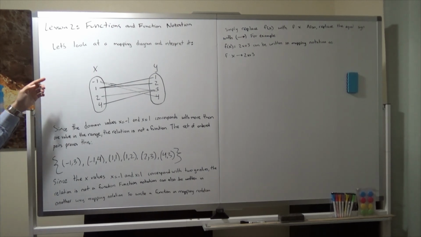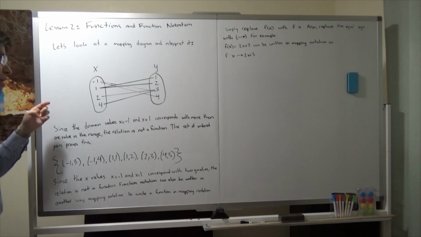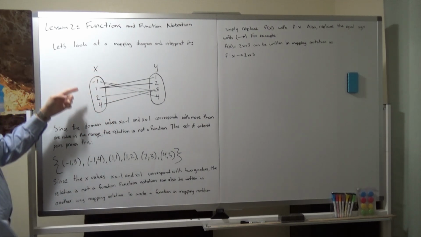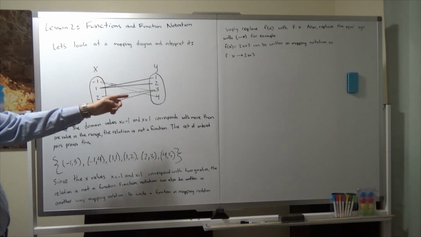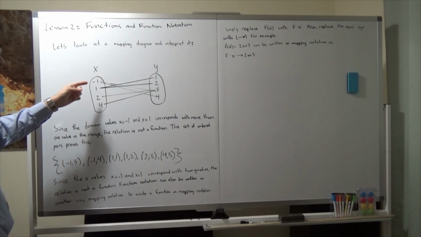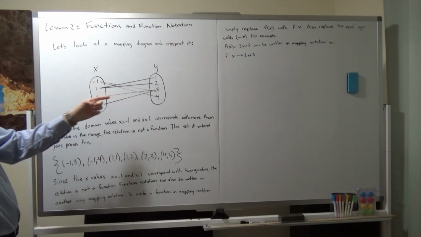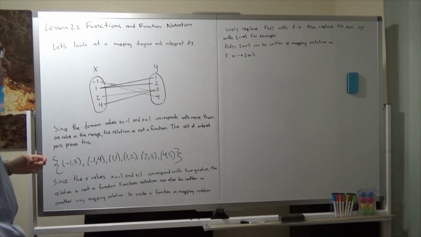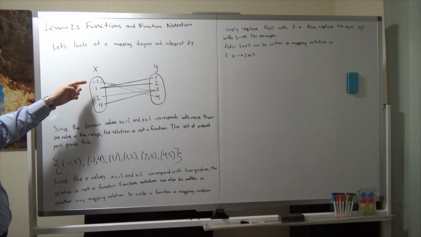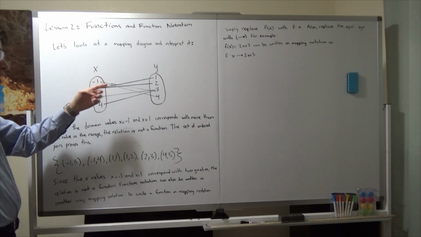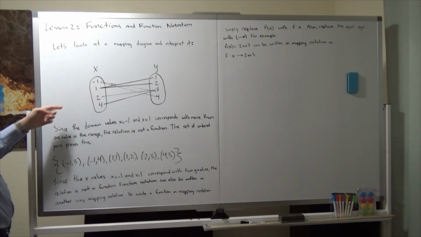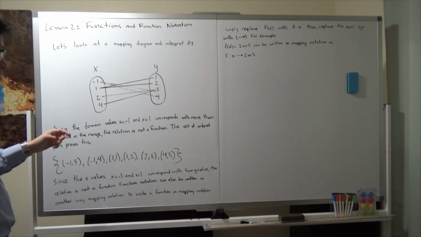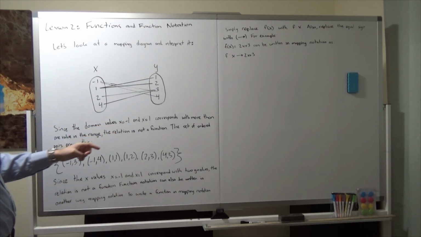Let's look at a mapping diagram and interpret it. So here we have the domain values on the left and the range values on the right. We notice that we have 2 arrows from -1 to 3 and 4, and 2 arrows from 1 to 1 and 2. Because we have 2 arrows coming from one value in the domain, that value in the domain matches with more than one value in the range. Therefore, this is not a function. Since the domain values x equals -1 and x equals 1 correspond with more than one value in the range, the relation is not a function.